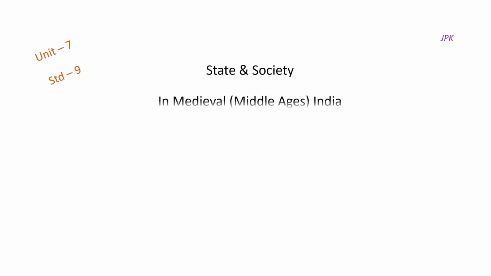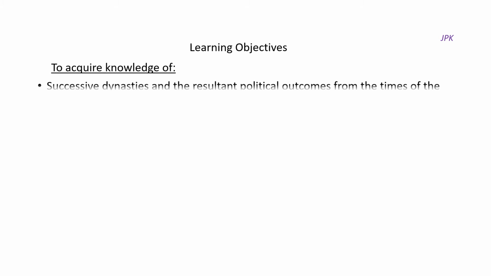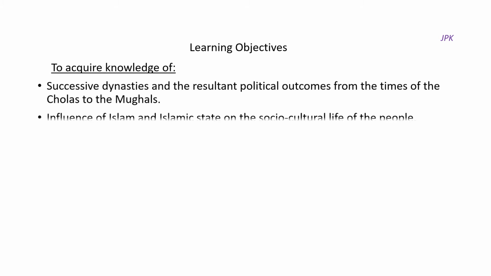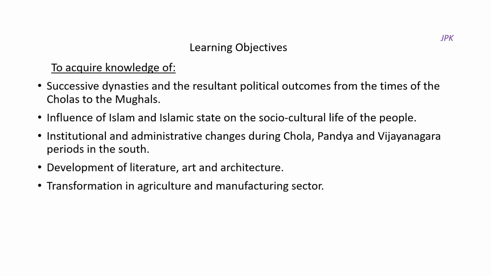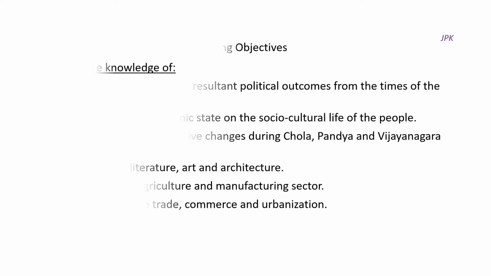This lesson is about state and society in India during the medieval period. After watching this video, you must be able to identify the various dynasties from the Cholas to the Mughals, the influence of Islam on the socio-cultural life of people, institutional and administrative changes, developments in the fields of literature, art and agriculture, progress in maritime trade, commerce and urbanization.